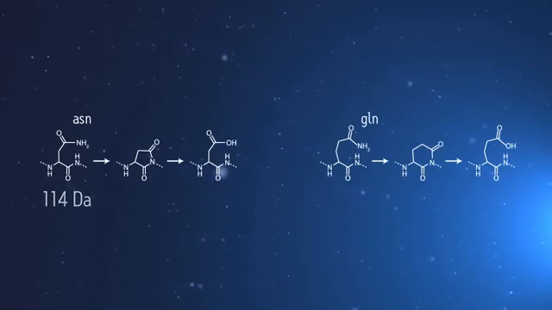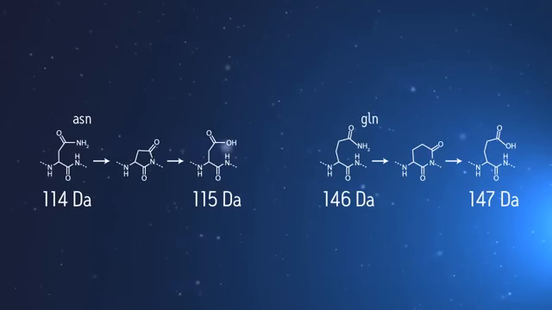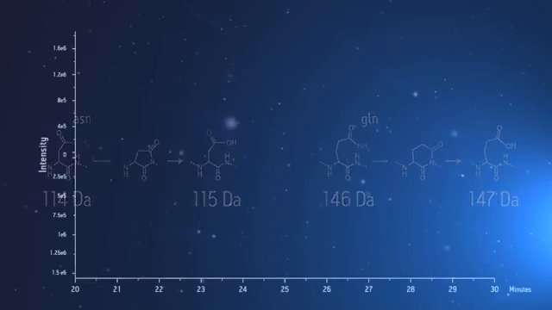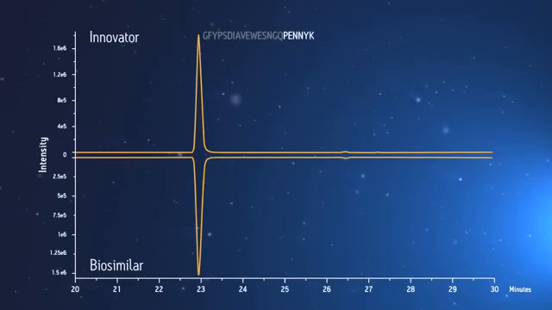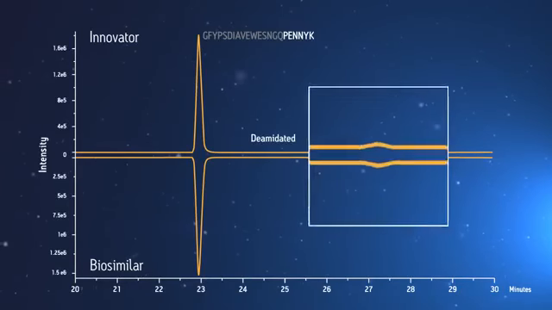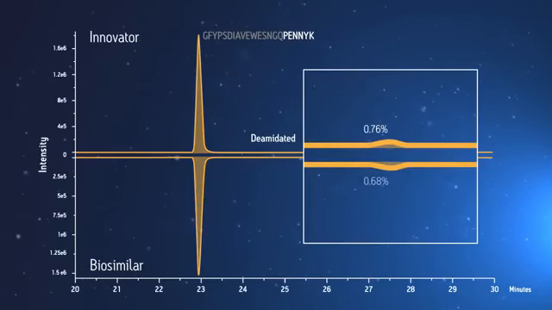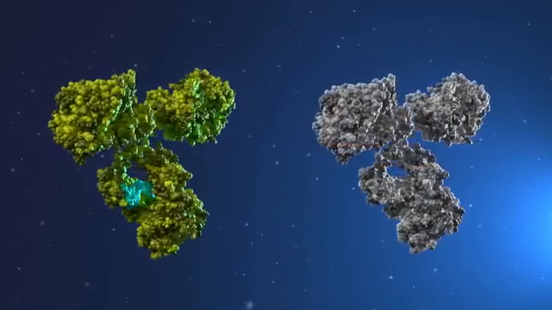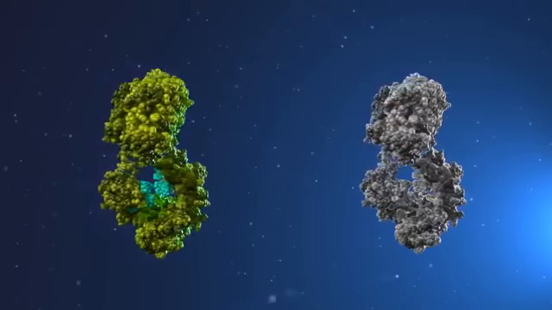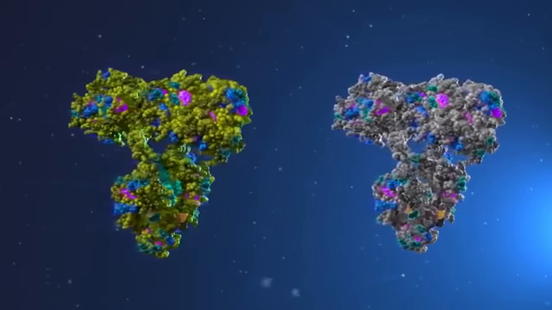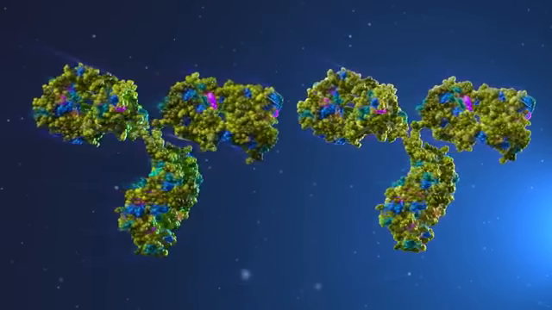High-resolution MS allows us to detect the single Dalton delta of deamidation. The PENNK peptide is a common site of deamidation. Here we observe similar low levels in innovator and biosimilar samples. These lower abundance species often coelute with other peptides, and the selectivity of MS is required to detect and quantify them.